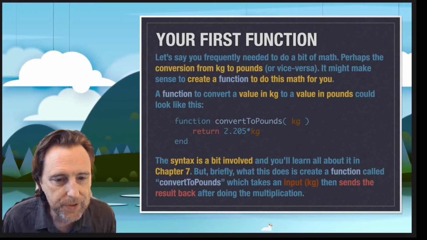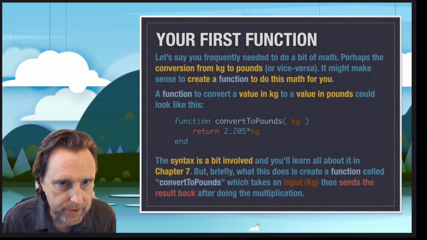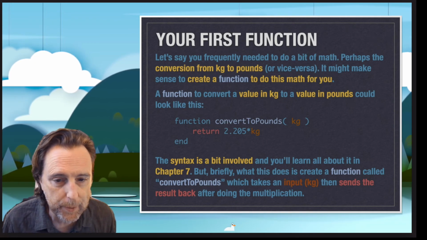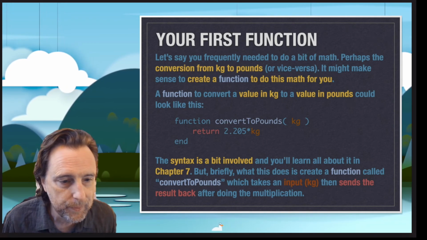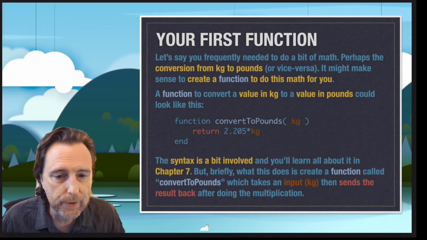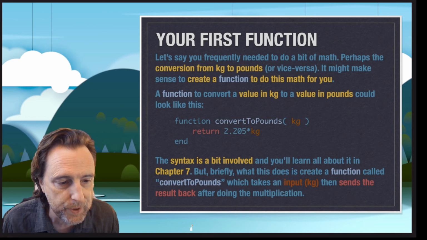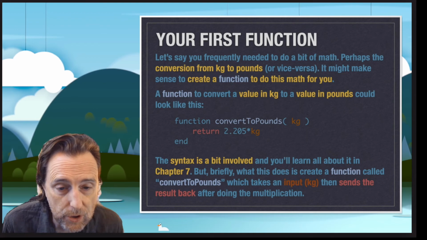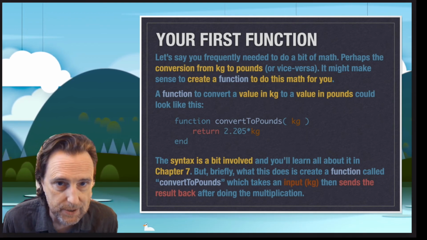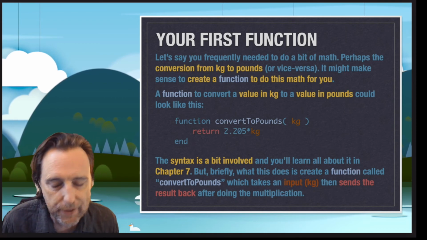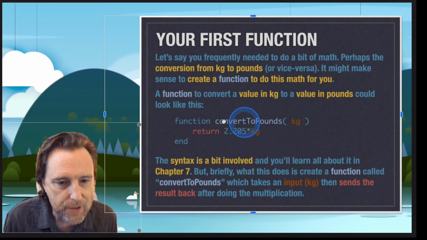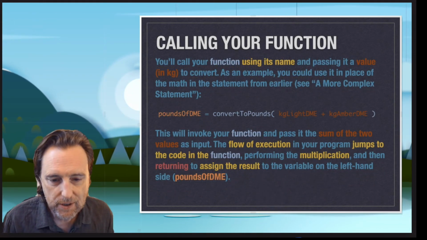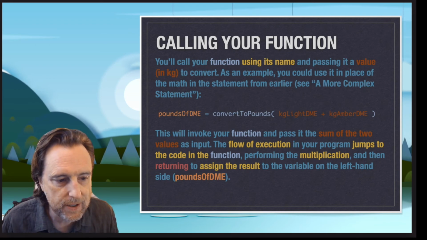You'll notice that there are parentheses after the name, and those are required. There is something inside the parentheses, which is essentially a variable that we'll use inside of the function to work with whatever you put in those parentheses when you call the function. I call it kg here because the intention is when you're calling this, you're going to put an amount of kilograms in, and we'll use it inside of the function to do the math, and it makes sense to call it something descriptive.